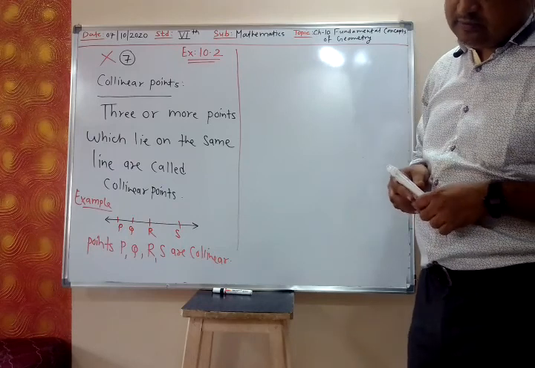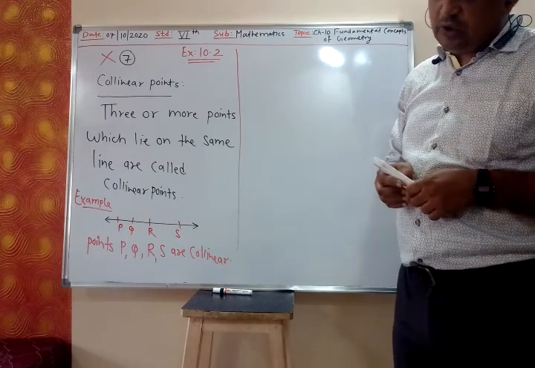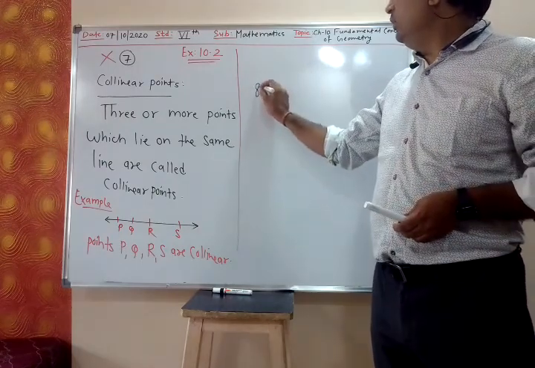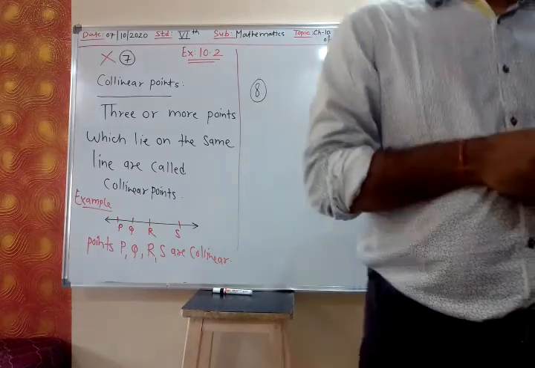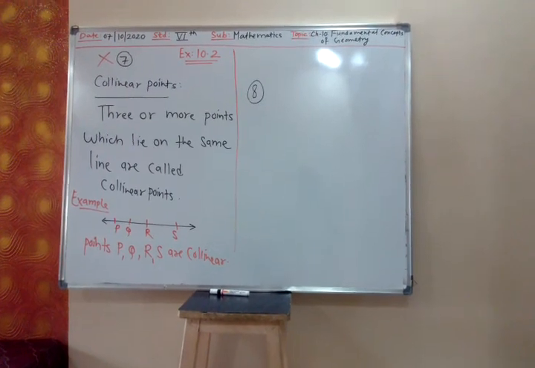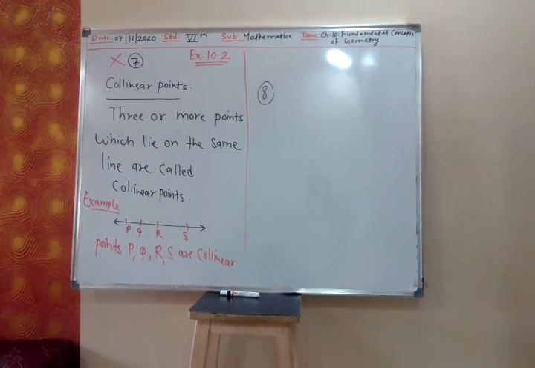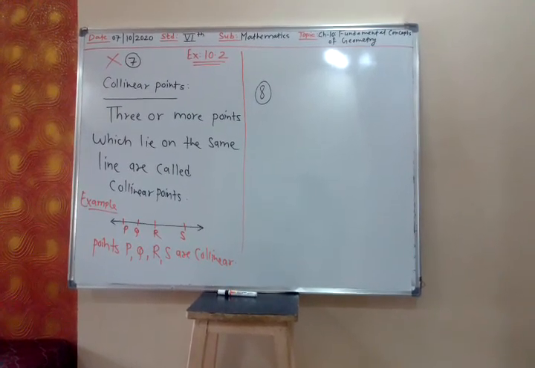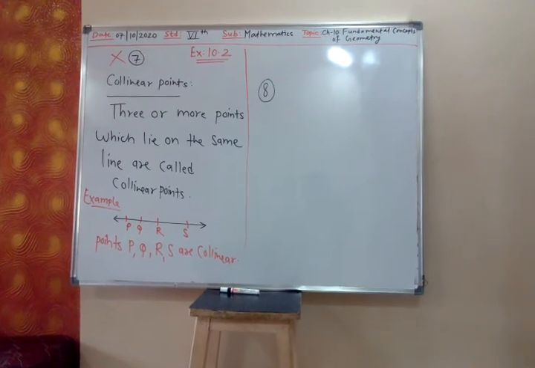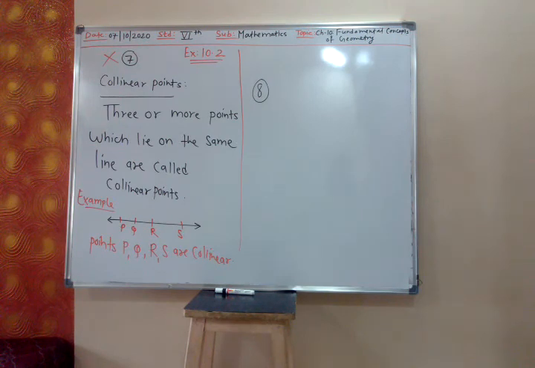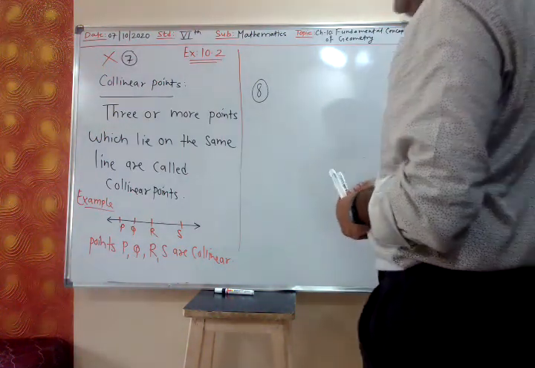Now we are doing the eighth one. Now it is clear, right? Three or more points which lie on the same line are called collinear points. Now the 8th we have to do.